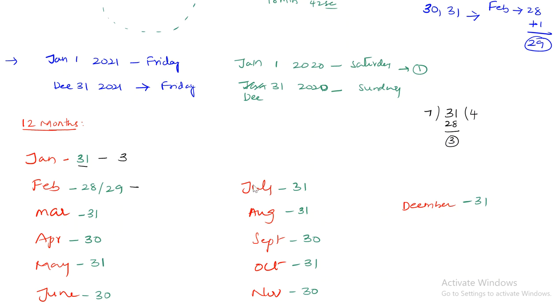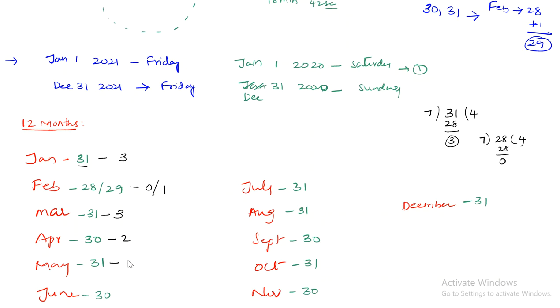Similarly, for February, 28 divided by 7, 7 4s are 28, so the odd days left in February are 0. If it is a leap year, it is 1. Follow the same logic for the others. There is no need to remember this by heart. Just divide by 7 and you'll get the answers.